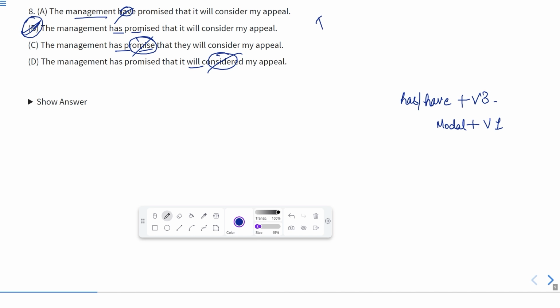How the management is singular, we have used has, after has we have promised that it will, after will we have consider my appeal. So, according to grammar, B is absolutely correct answer. Therefore, B is the correct sentence. Okay, so B is the correct answer. I hope you understood this very well.